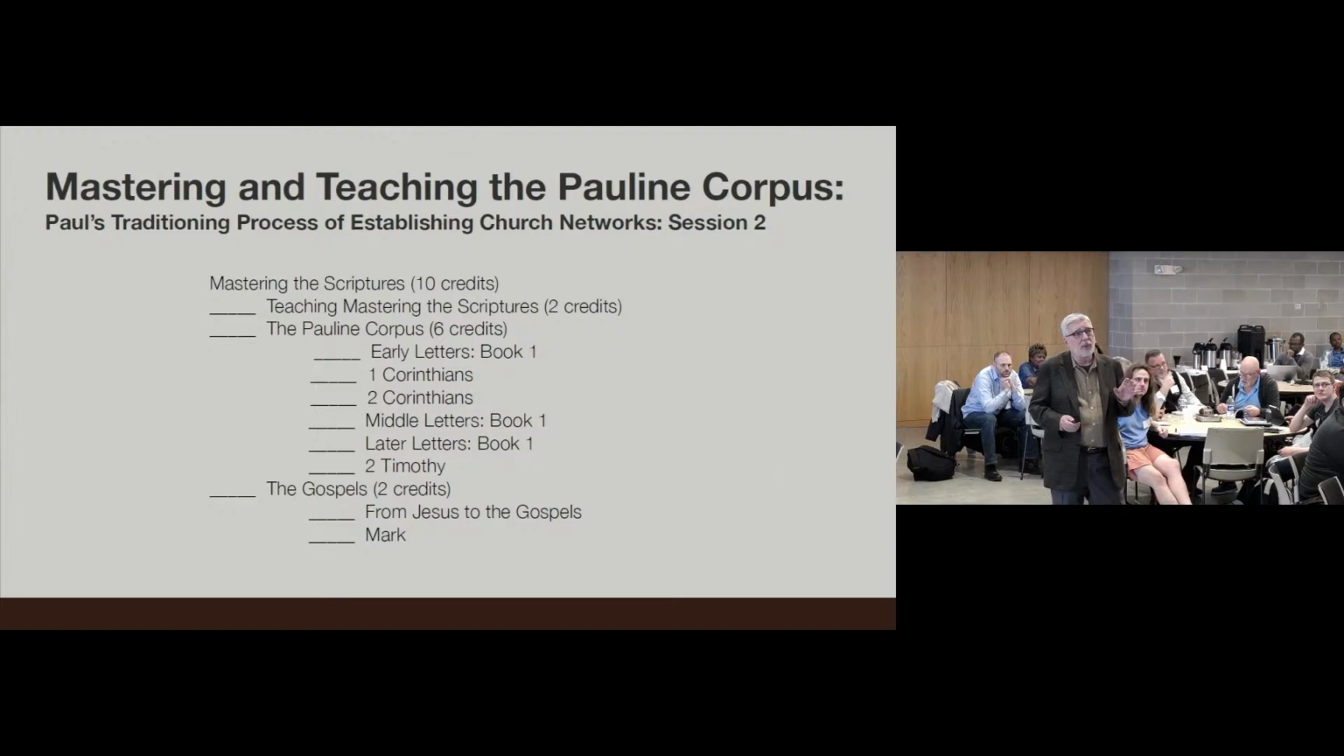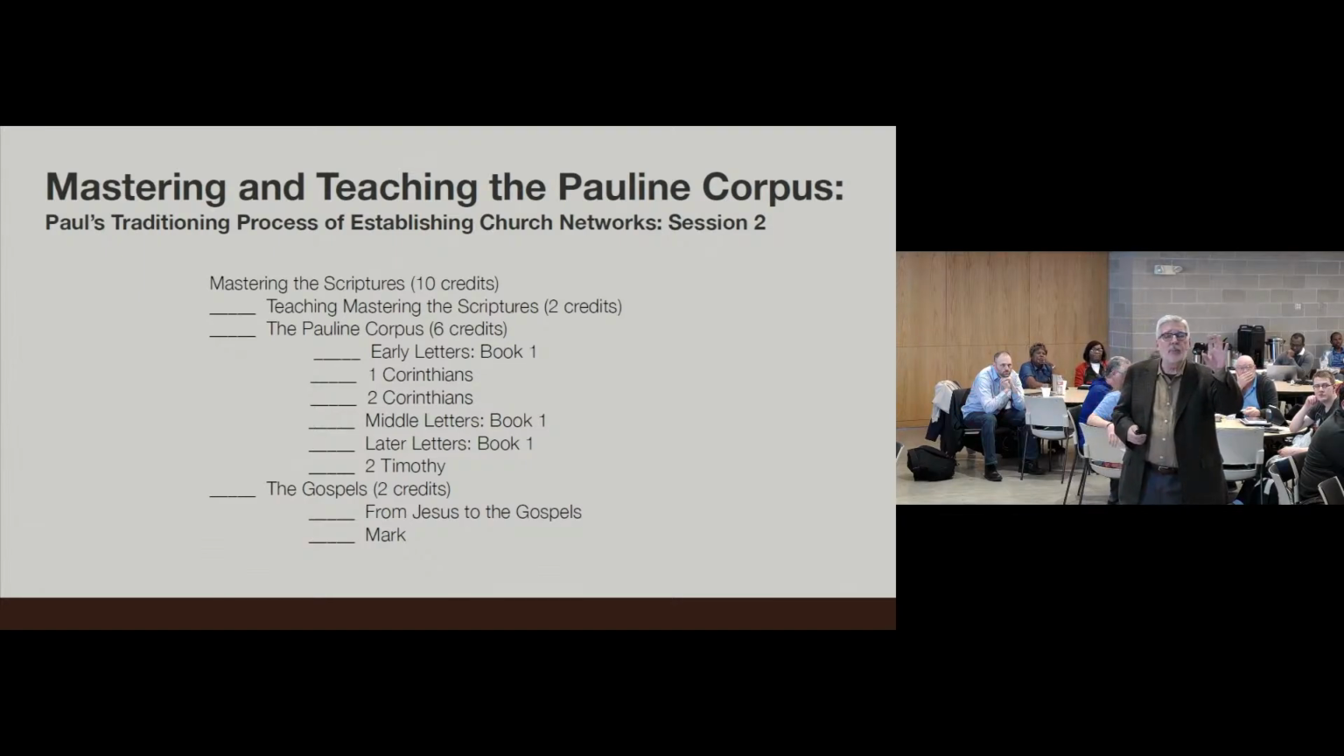Now, what's also important is the issue of what order do you read them in? Well, this is the section out of our new 3.0 bachelor's or master's degree and master's certificate. You have to study teaching, mastering the Scriptures, and then the Pauline corpus in book early letters, survey all of the early letters, book 1, 1 Corinthians, 2 Corinthians, middle letters, book 2, later letters, all of them, and then 2 Timothy, and then Jesus to the Gospels and Mark. Because this lays the foundation for all the rest of mastering the Scriptures. The reason why we do this is series 3 of the first principles. You learn how to interpret Acts, and then an early, middle, later letter of Paul.